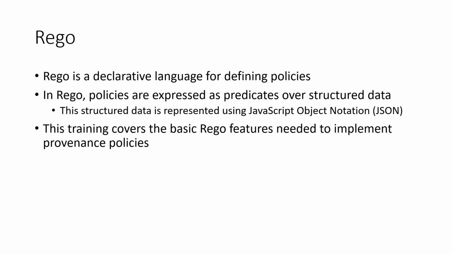This training session will cover Rego. Rego is a declarative language for defining policies. Rego policies are expressed as predicates over structured data. This structured data is represented using JavaScript Object Notation. This training covers the basic Rego features that will be needed to implement provenance policies.